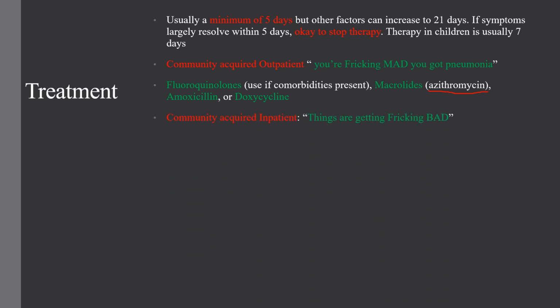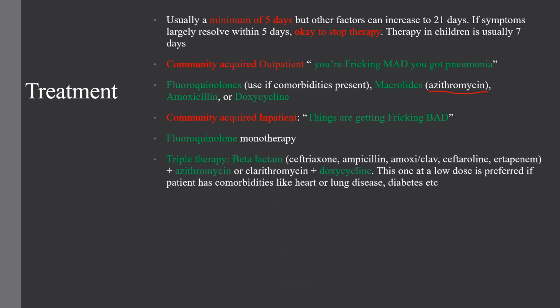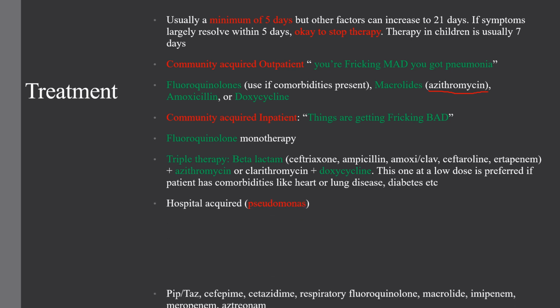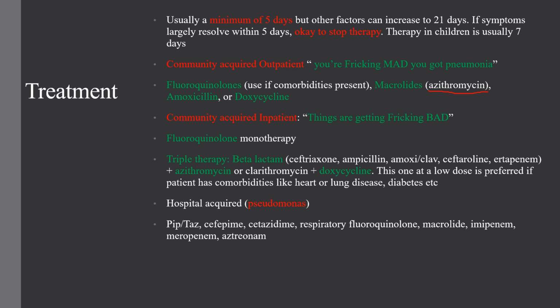And then community-acquired inpatient, things are getting freaking bad. So this one, you might get fluoroquinolone monotherapy or most likely triple therapy, which is going to include a beta-lactam plus your azithromycin or clarithromycin and your doxycycline. So that would be the bad. And usually want to do this at a low dose if they have comorbidities like a heart or lung disease or diabetes, etc.